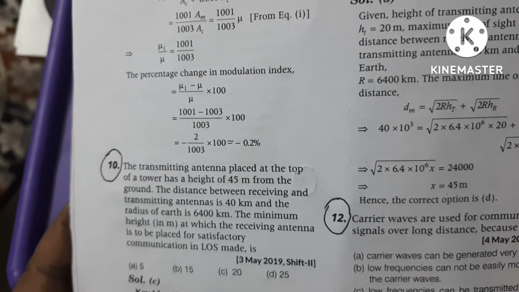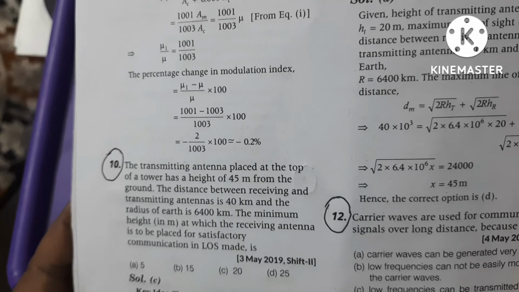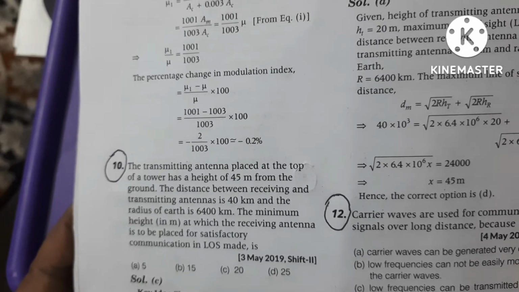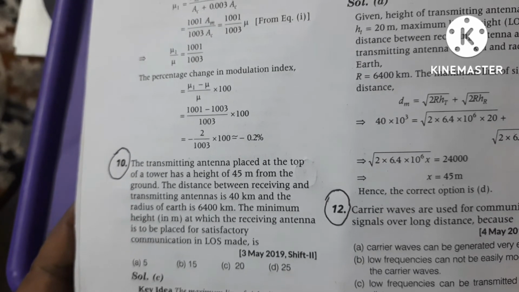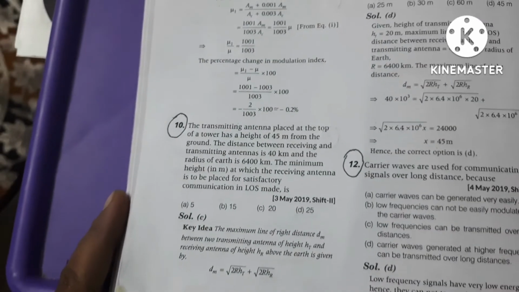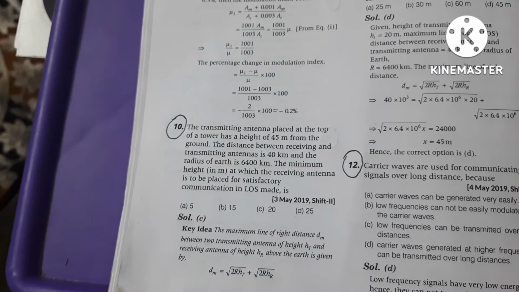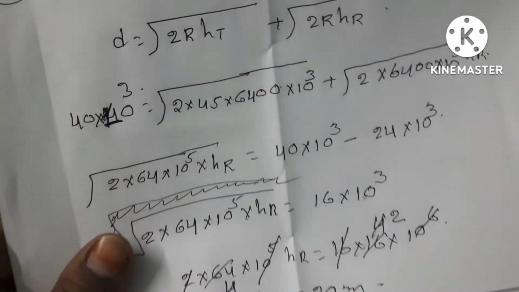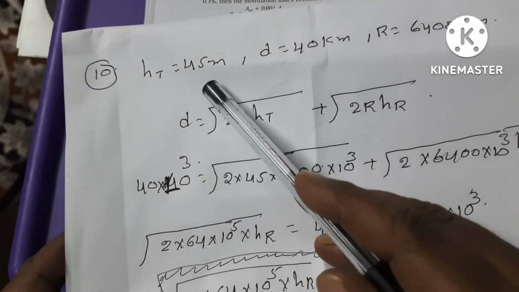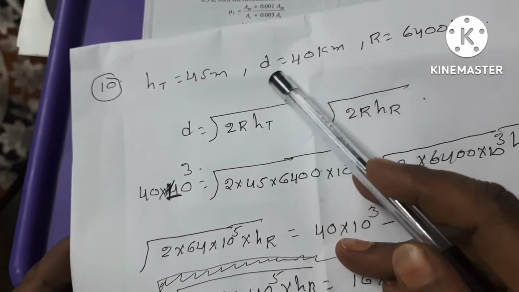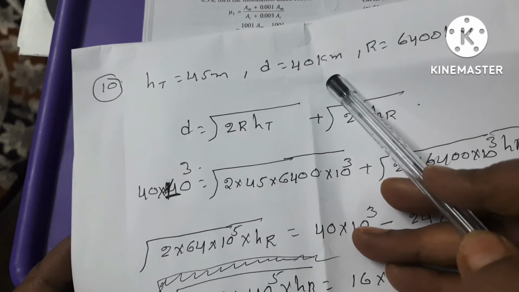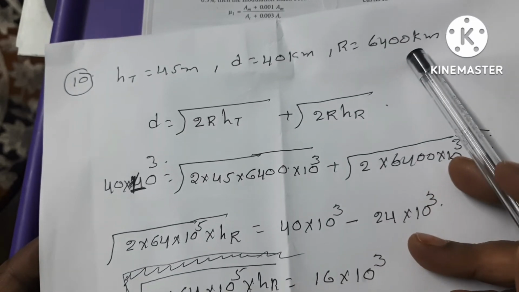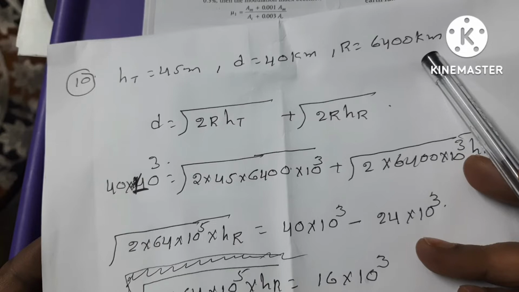The minimum height at which the receiving antenna is to be placed for satisfactory communication in LOS mode. The question looks very big, but there is nothing in it. We have to remember one formula for doing this. We have to write the given data first. Height of the transmitter is 45 meters. Distance between the receiver and transmitter is 40 kilometers. Radius of the earth they have given is 6,400 kilometers.